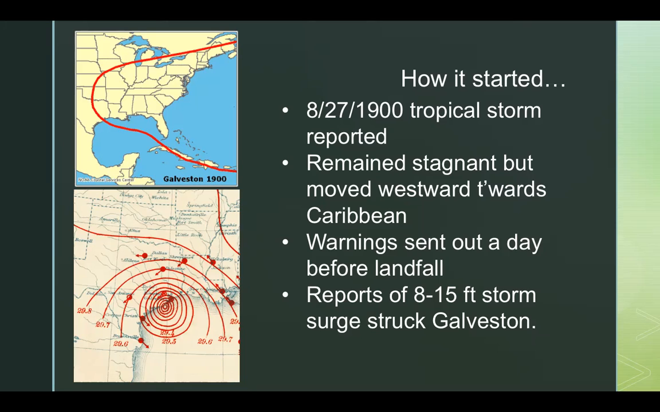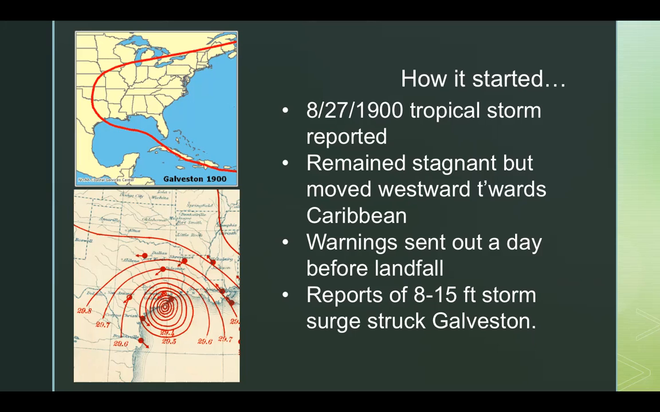And on the left here, you can see the path of the hurricane. And it was still a tropical storm. And then it reached Cuba, going over towards Texas and up through the Midwest area. And on the bottom here, you can see a kind of historical map of where it actually hit the Texas coast.